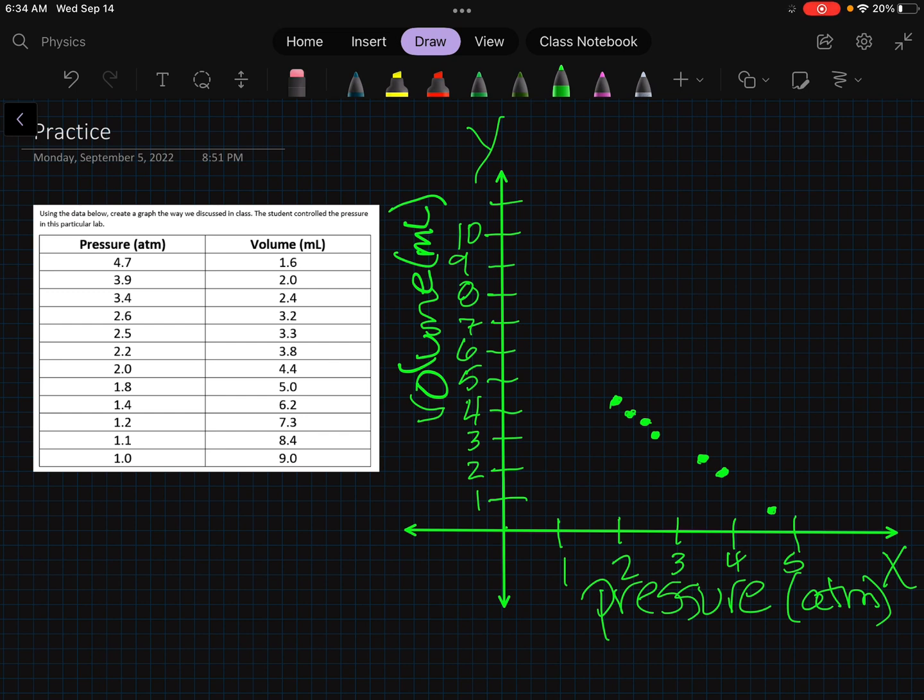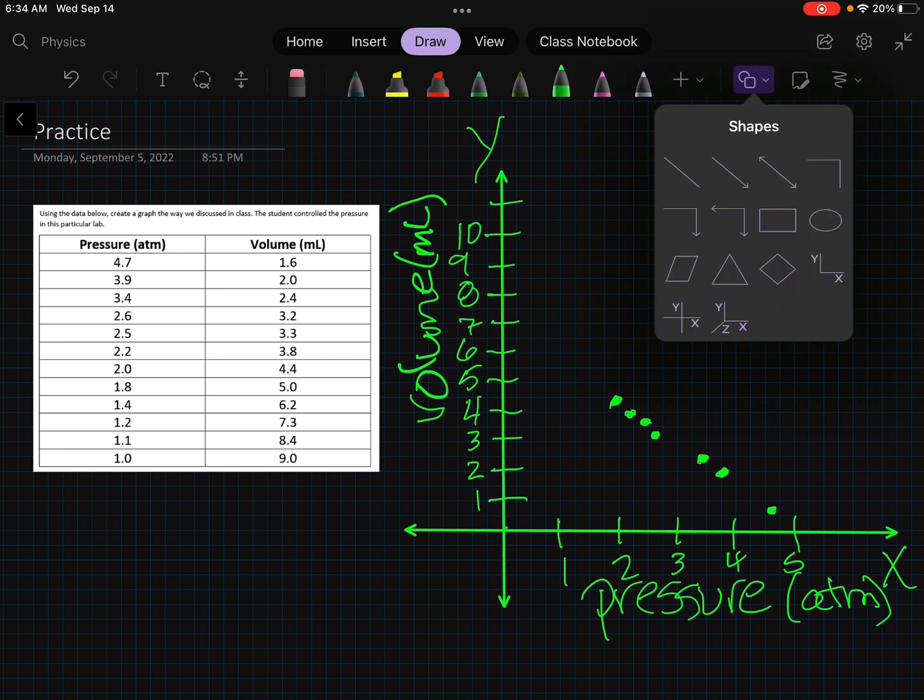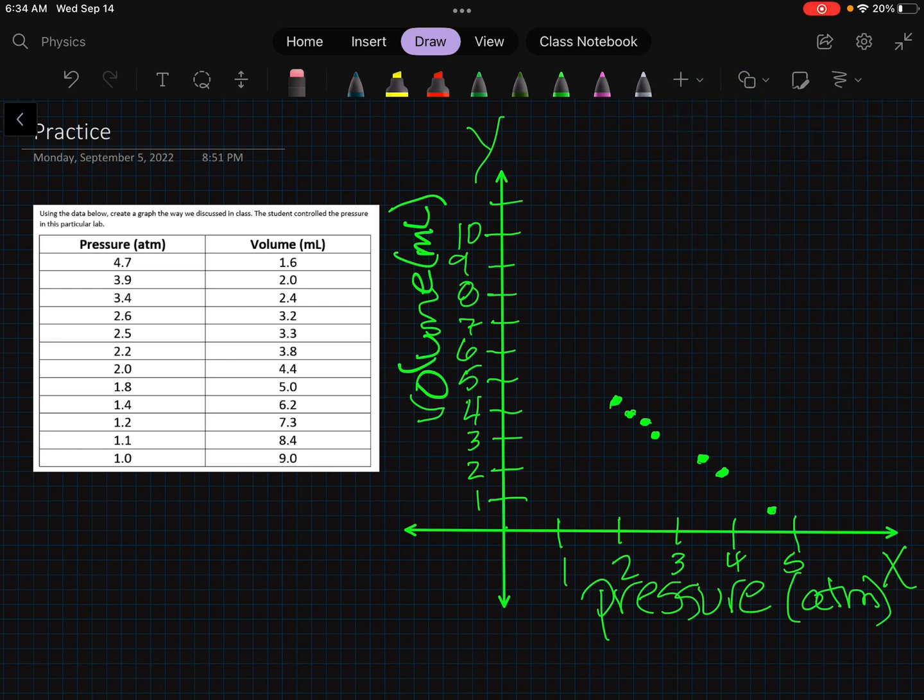Okay, so you're kind of getting the gist of it. And you would keep going. And then you could do a line of best fit if you wanted to. That's taking a line and using the dots to create a line. Now, it doesn't have to touch every dot. If you do a line of best fit, it is using the dots to guide your line and making the best line with the data that you have.